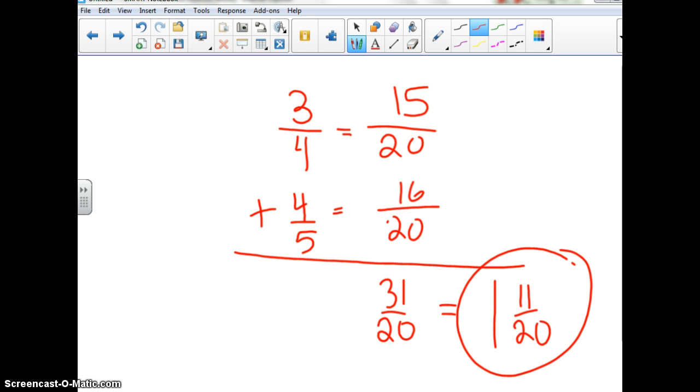That's in simplest form. Put your hand high in the air if you got that one right. I am very proud of this group. Nice job.